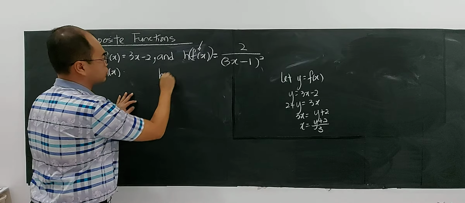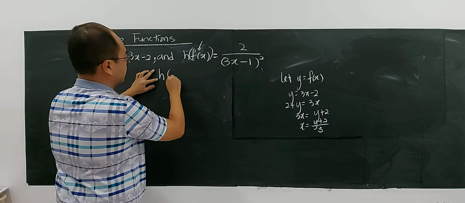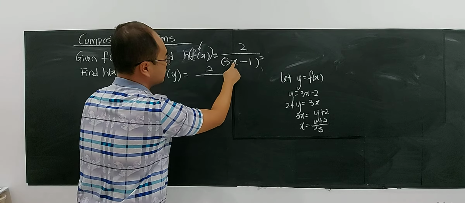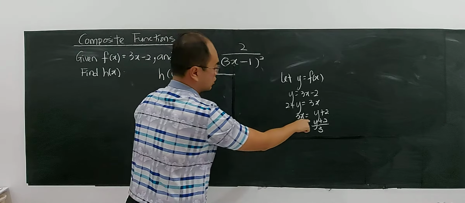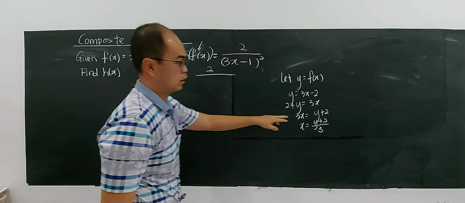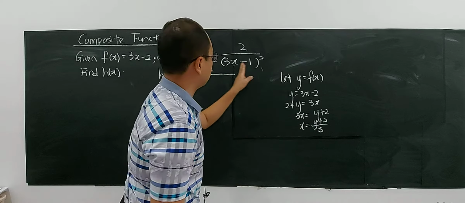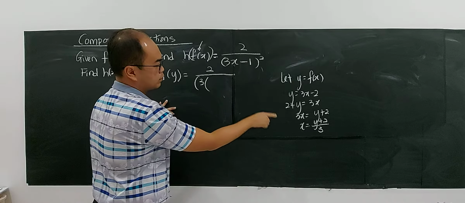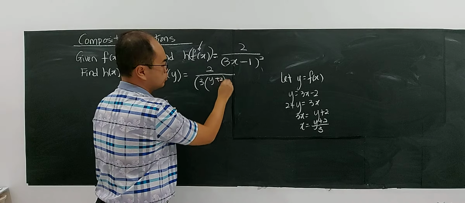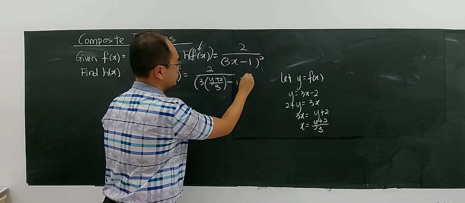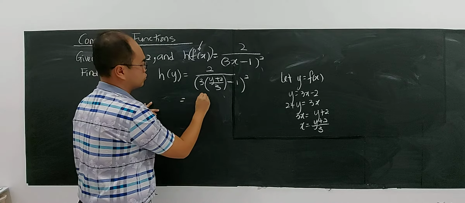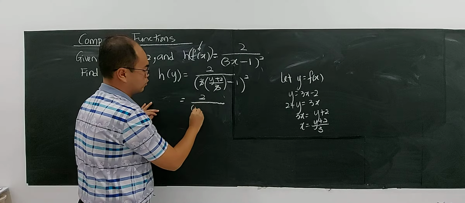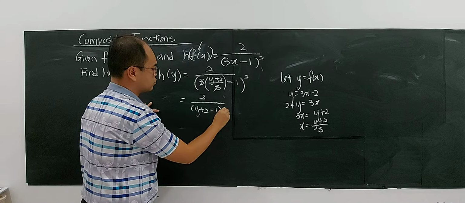So the f(x) here, you can replace by y. Once you replace this by y, you have to replace the x with (y plus 2) over 3, so that it is in terms of y. So you replace x with (y plus 2) over 3, minus 1, squared. So the 3 will cancel out, and you have 2 over (y plus 2 minus 1) squared.